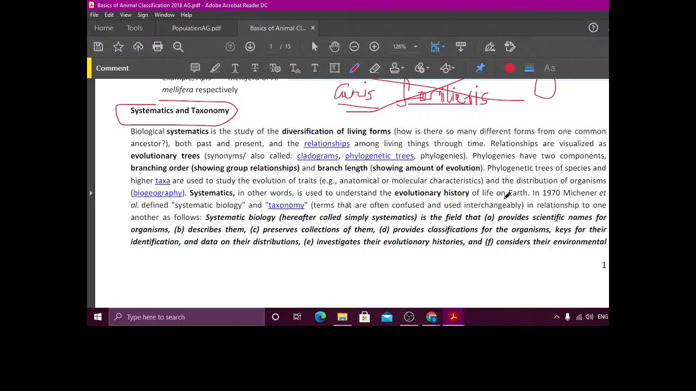So what is systematics first? Systematics is that field of study which provides scientific name for an organism.